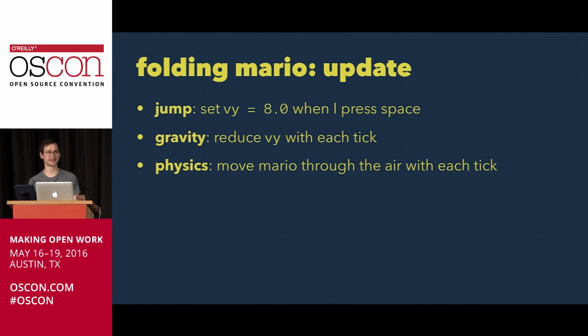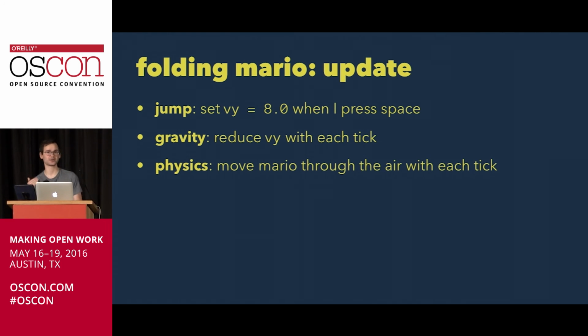So the update function has 3 parts. Number 1, there's responding to when we actually jump. We hit the spacebar, and his velocity needs to be set to a number. 8 is sort of arbitrary, but you'll see that's just what makes it look right. But we want to set his velocity to 8 when we hit space.